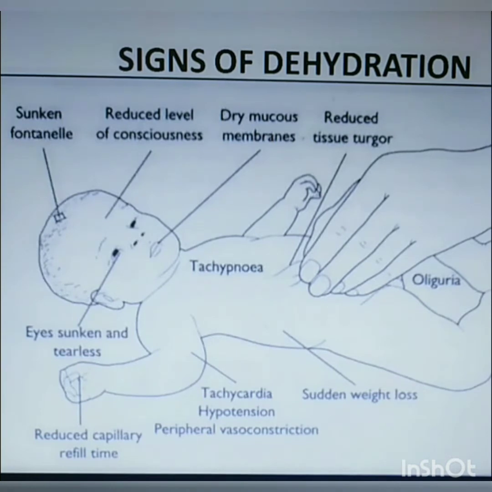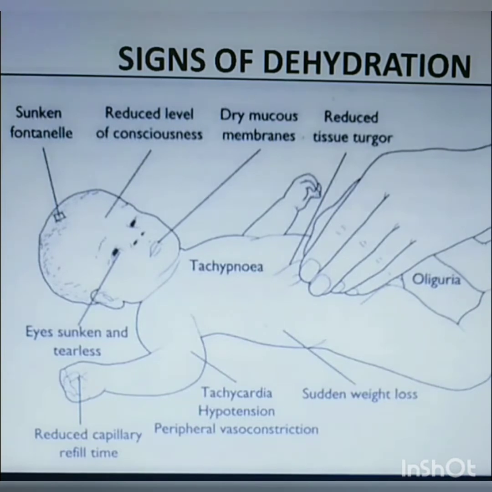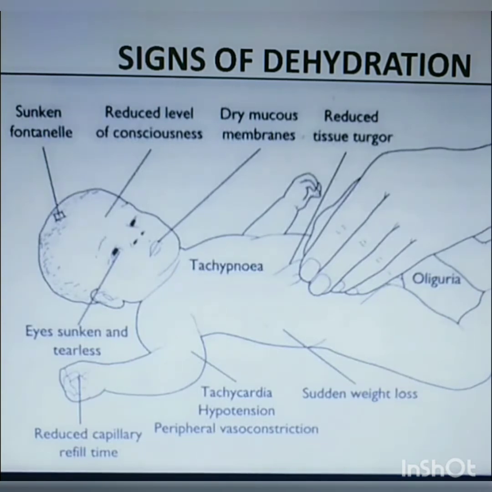Here in this chart can be seen signs of dehydration in children: sunken fontanelle and reduced level of consciousness, dry mucous membranes in the mouth, and reduced tissue turgor, the skin will be dry. There will be tachypnea, and eyes will be sunken and tearless. Then reduced capillary refill timing, then tachycardia, hypertension, peripheral vasoconstriction, sudden weight loss, and there will be oliguria, absence of urine.